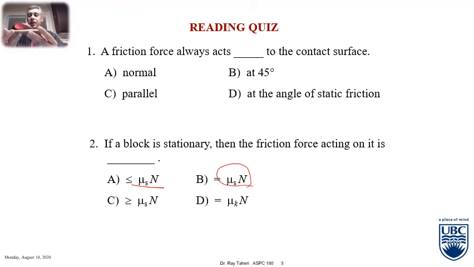Another example: here is a surface. I'm going to tilt it until I reach that critical angle. It's not going to slide, and then it starts to slide. So this explains why the friction force is not constant. It depends on how much force you apply, but at the moment of motion, the friction force becomes mu N.